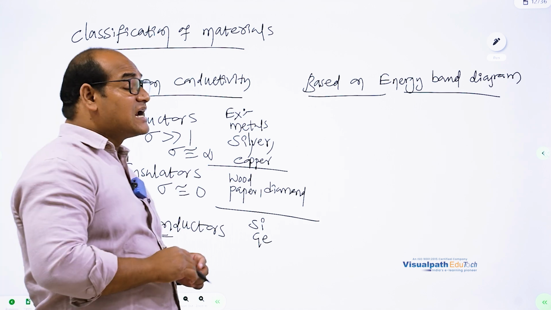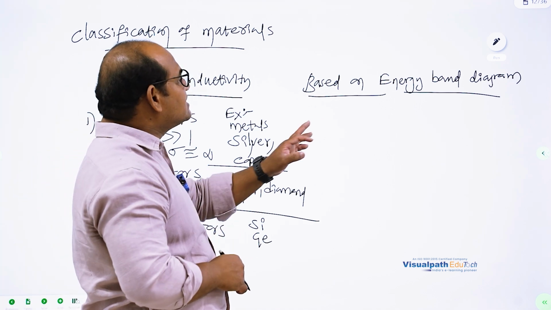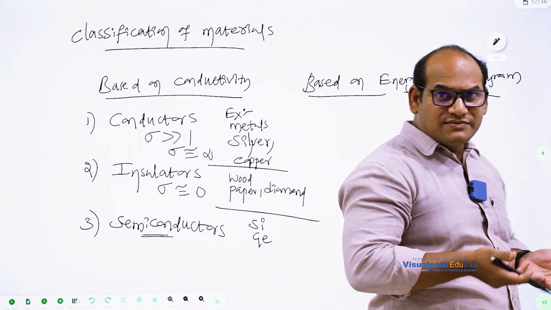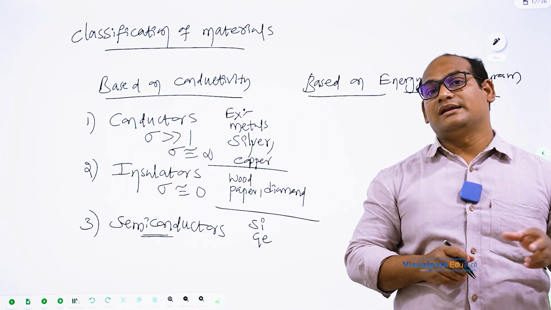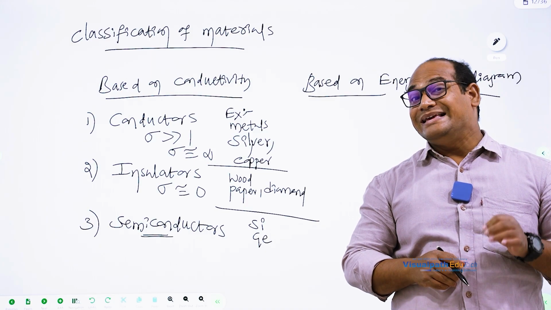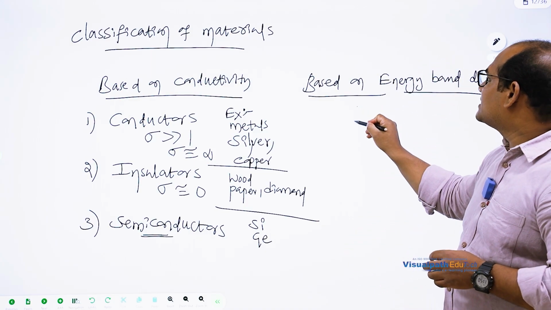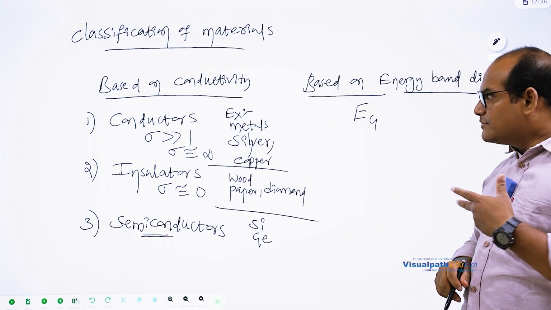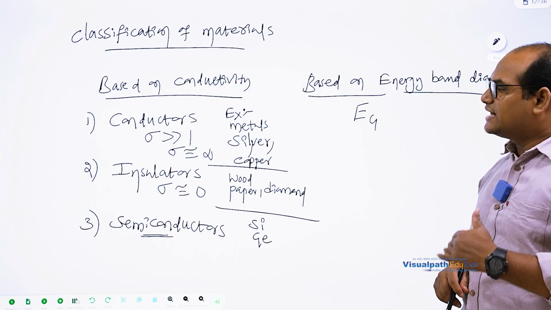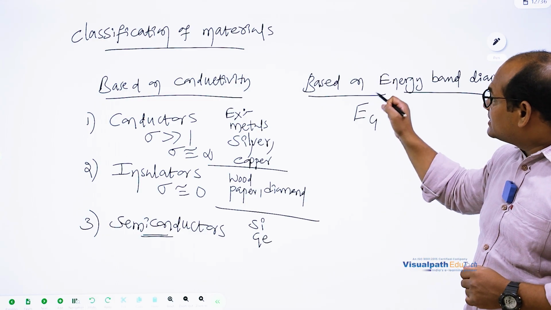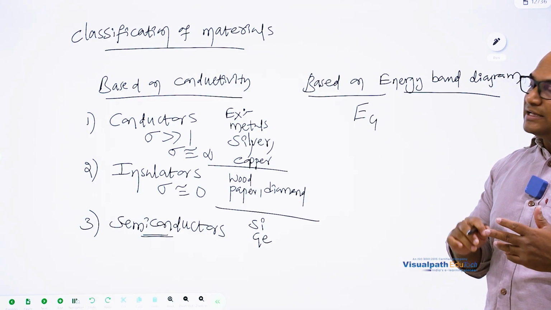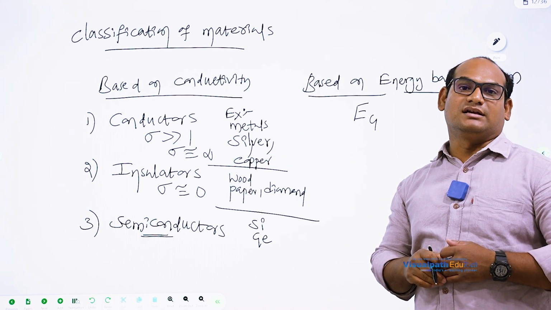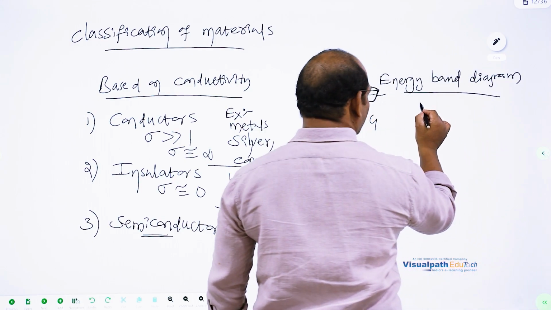Now coming to another way of classification of the materials, that is based on the energy band diagram. So in the energy band diagram, we know what is valency band, what is conduction band, what is forbidden gap. Forbidden gap is given by Eg. So exactly we can tell based on that Eg value, you can classify the materials like this. Again, the same classification only, that is conductors, insulators and semiconductors only. But based on this Eg value, you can tell the material is coming under conductor case or insulator case or semiconductor case.